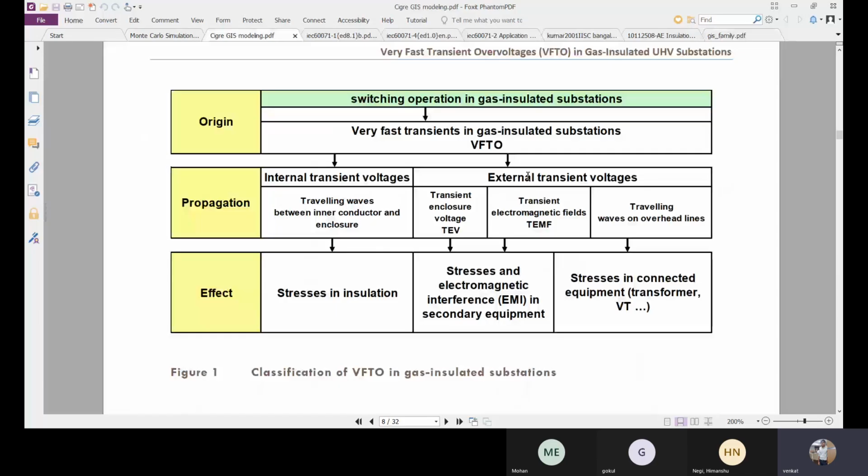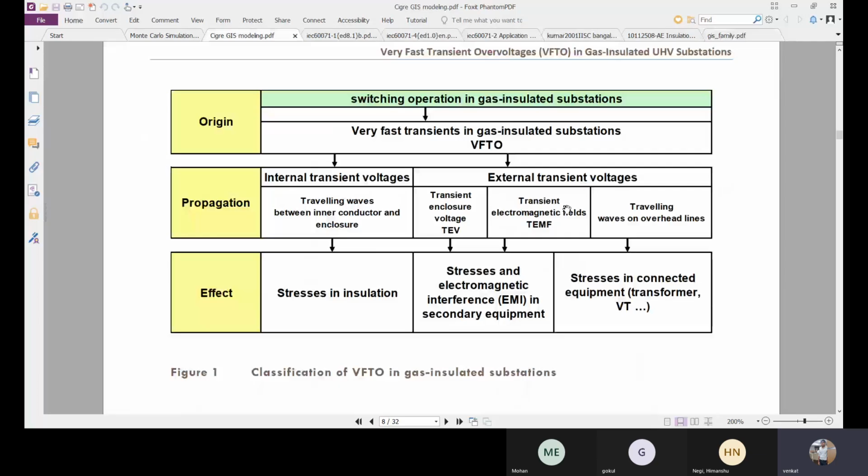What happens is there will be a change in impedance, right? When they move from GIS to AIS, there will be a change in impedance. Due to this change in impedance, at the point where these two are joining, like when we join a cable and a transmission line, there will be a huge change in impedance, and a huge voltage will be generated. This transient is generated whenever there is a change in impedance. That is what we call transient enclosure voltage.